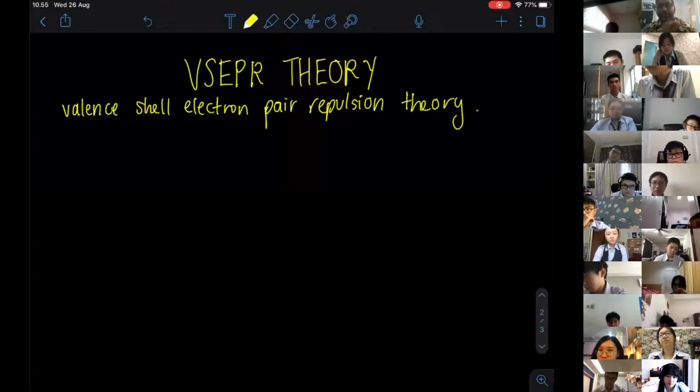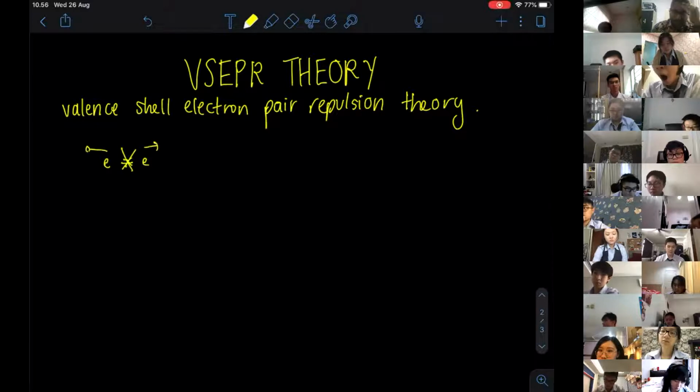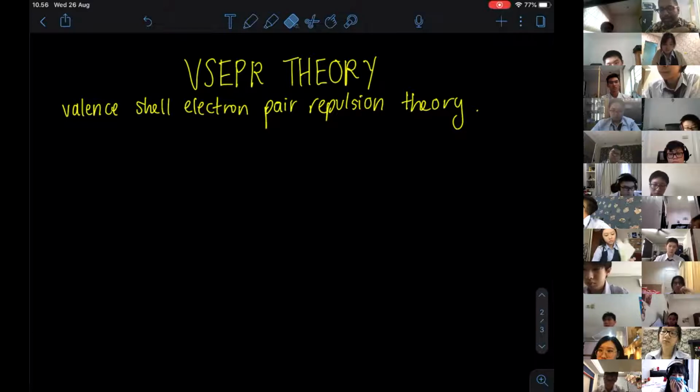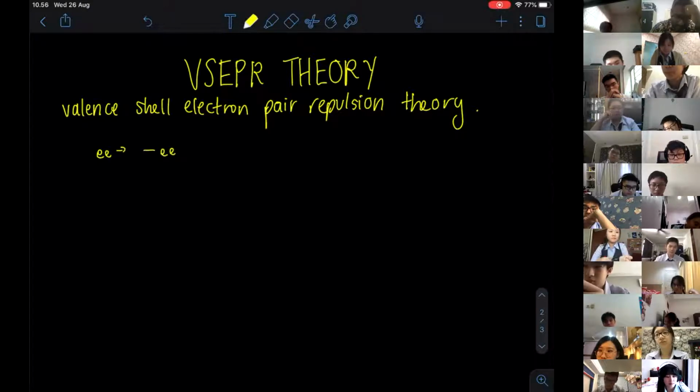Now, according to this theory, we know that when electron and electron come closer to each other, they will repel. They don't like each other. But we have learned that electrons are arranged in pairs when there is bonding. So if you have an electron pair and another electron pair, when they come closer to one another, they will repel.